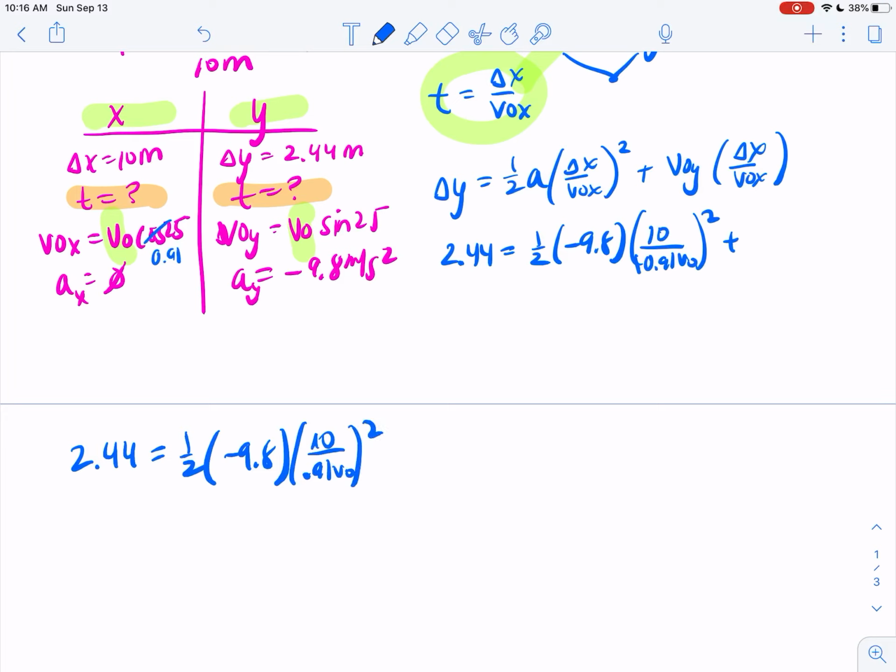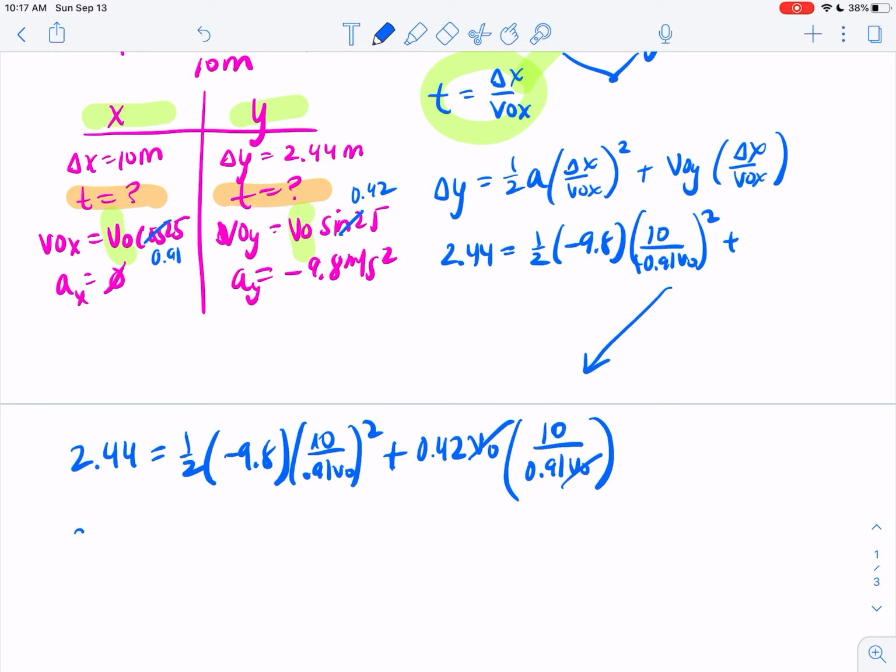I don't even have the answer to this, so let's just hope that it's right. Plus V naught y, so let's get a number for that sine also. Sine 25 is 0.42, so 0.42 V naught times 10 over 0.91 V naught. Oh, well, that was convenient at least. Thank you for canceling that out.